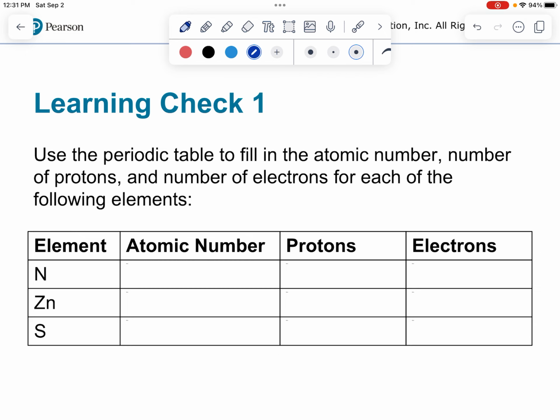Okay, so if you look on the periodic table, the atomic number for nitrogen is 7. And the atomic number for zinc is 30. And the atomic number for sulfur is 16. And we always know that the protons is equal to the atomic number. They are the same. And we also know that if they are neutral, which we assume all elements are unless otherwise told, then the number of electrons is equal to the number of protons.